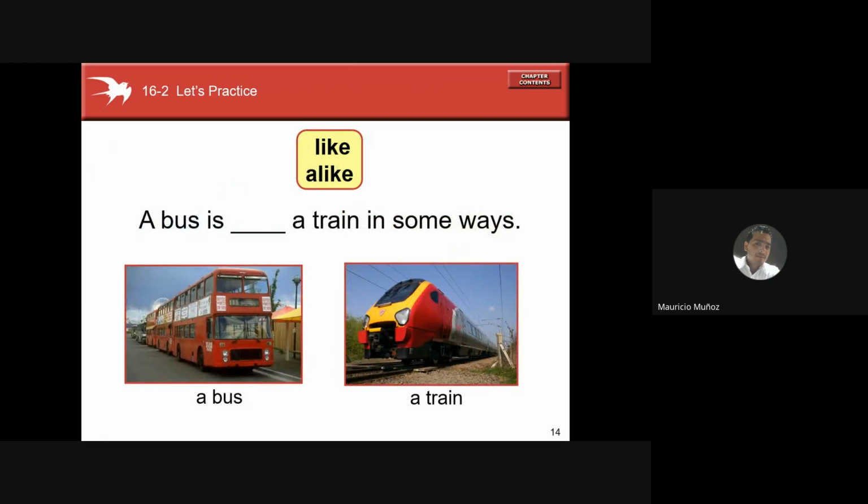Okay, so we have another exercise, a bus and a train. And we need to pick one option, like or alike. What do you think? What option might be the correct one? Yes, very good. A bus is like a train in some ways. Good job.